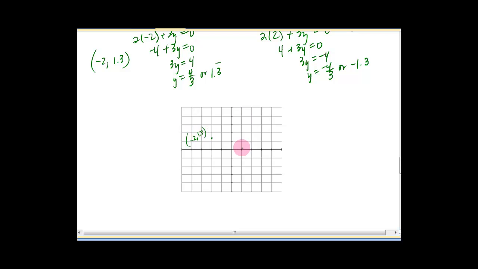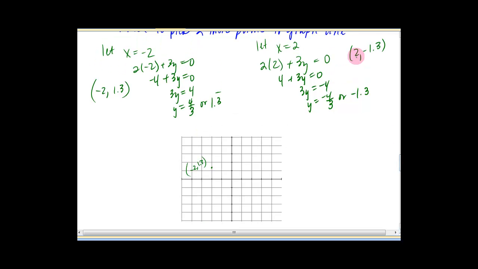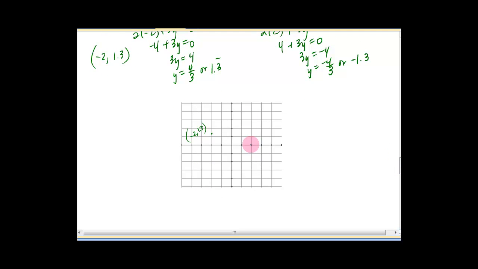I'm going to do the same thing over here. I'm going to move in the positive direction for 2 and in the negative direction for 1.3. So it's going in the 4th quadrant. So 1, 2, down 1, and a little more.